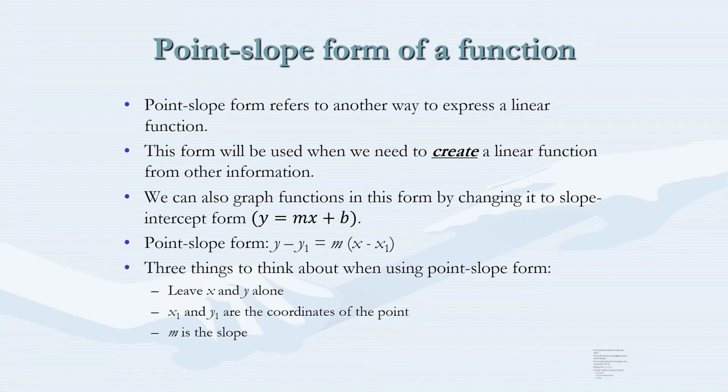Obviously, I've hoped that you've realized at this point that you need two things for this particular form, a point and the slope. That's why we call it point slope form. x1 and y1 are your coordinates of the point, and m is your slope.